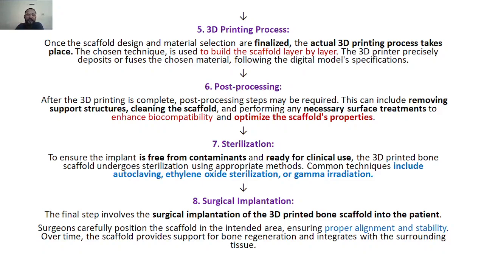Now the 3D printed bone scaffold undergoes sterilization using appropriate methods. Common techniques include autoclaving, ethylene oxide sterilization, or gamma irradiation. So many techniques can be used to sterilize. These are the techniques which are used for sterilization.